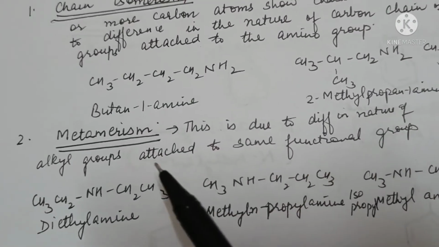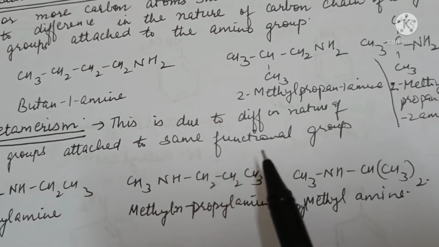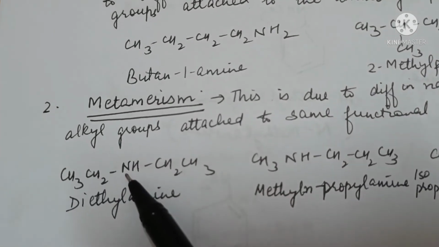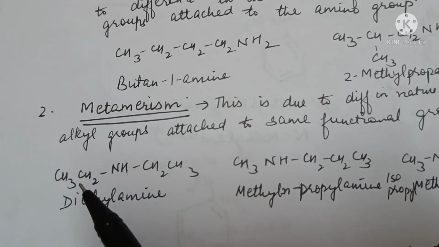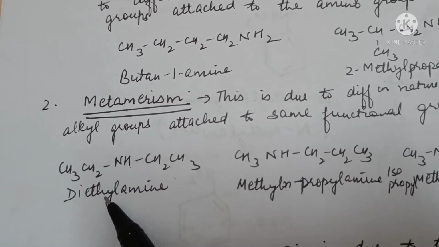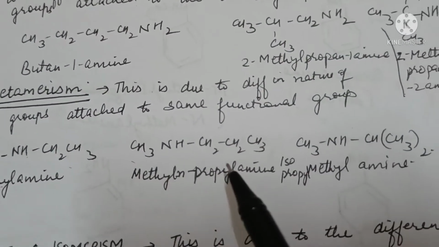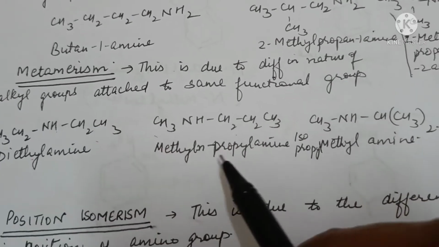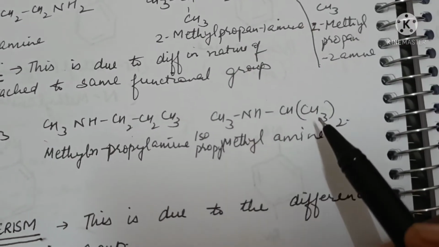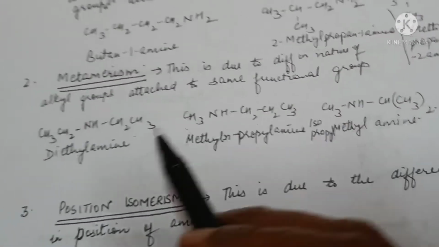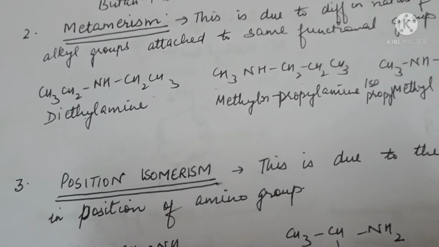Metamerism: this is due to different natures of alkyl groups attached to the same functional group. So the functional group is NH. In this isomer, we have 2 ethyl groups attached, whereas here 1 methyl and 1 propyl, but the overall formula is the same, and isopropyl and methyl overall formula is the same. So these are metamers of each other.